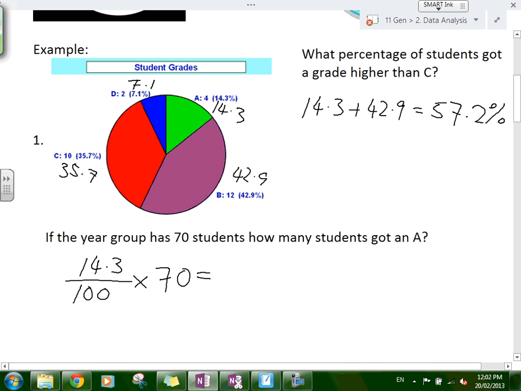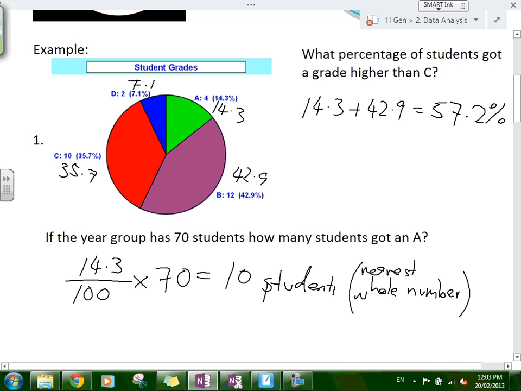Ellie, could you find this out, please? 14.3 over 100 times 70 is very close to 10.01, so we'll just say it's 10. Okay? 10 students, to the nearest whole number. Any questions about it? Reading off the sector, working out a percentage of a quantity.